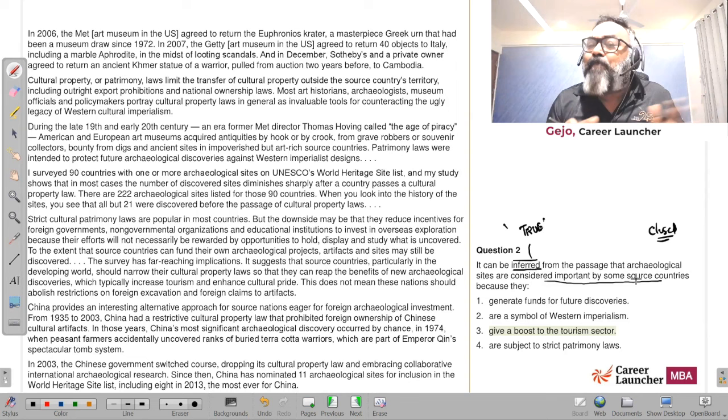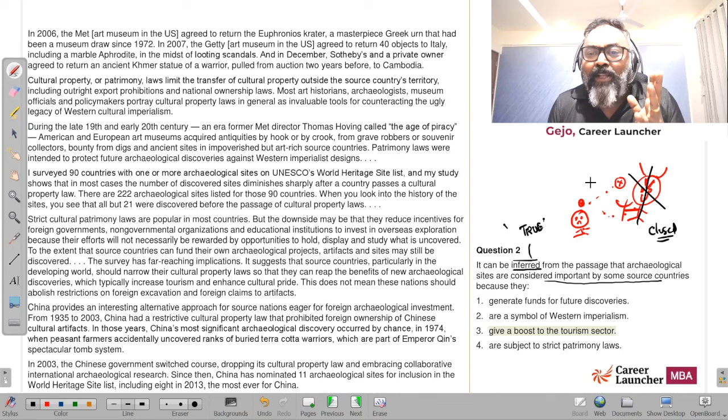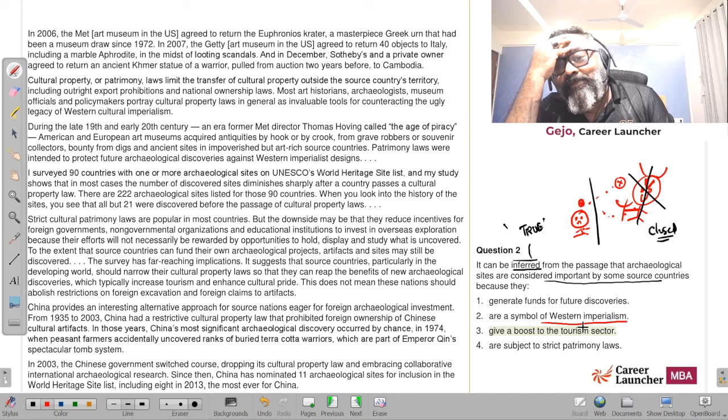For example, the source country. Okay, imagine we have got a source country. We are thinking about that poor source country who does not want to give anything outside because once upon a time, there were all these imperial people, all these sort of devils looting stuff here. So they don't like them. So this is sort of the story. And now we can see answer choice number 2, which says, are a symbol of Western imperialism. My God. This should not be the answer to that question.